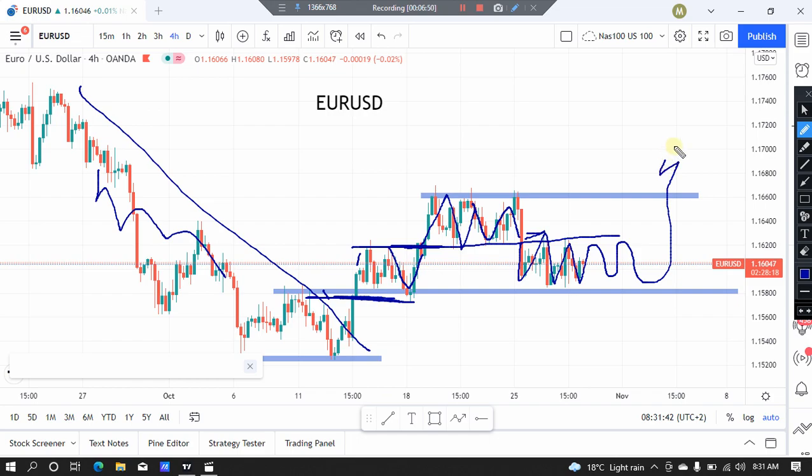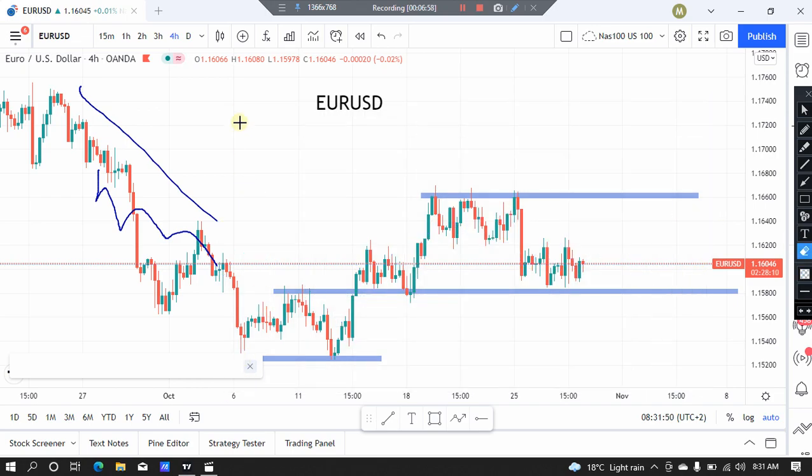After that, we will see the market pushing higher. Plus, I think it's next week we're going to have NFP. We will see some crazy move from there. You should also check that, guys.